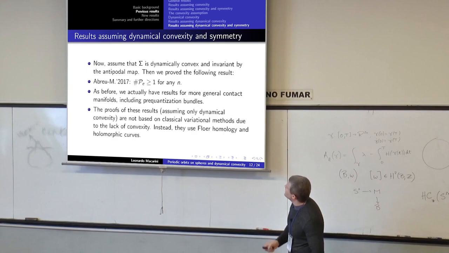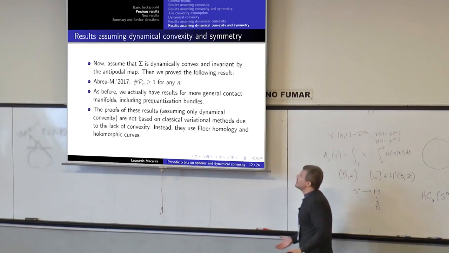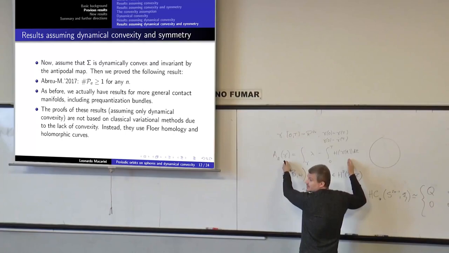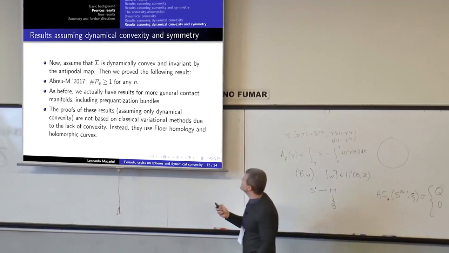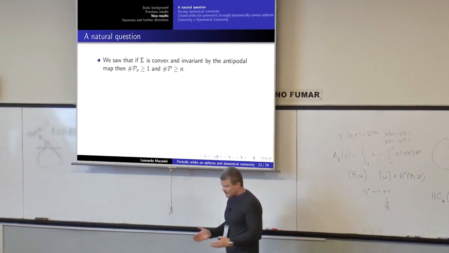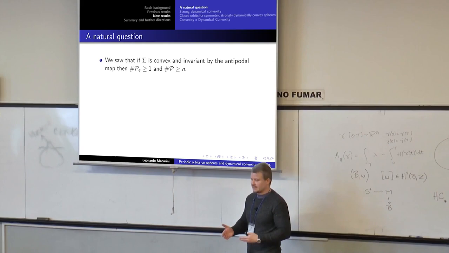And since we are not assuming convexity, the proofs are not based on classical variational methods. We really need to consider this action functional, which is ill-behaved. But now we use Floer homology to deal with this. So remember, we want to find the lower bound for the periodic orbits, for the elliptic periodic orbits. Assume dynamical convexity and that it's invariant by the antipodal map, then we have at least one elliptic orbit.